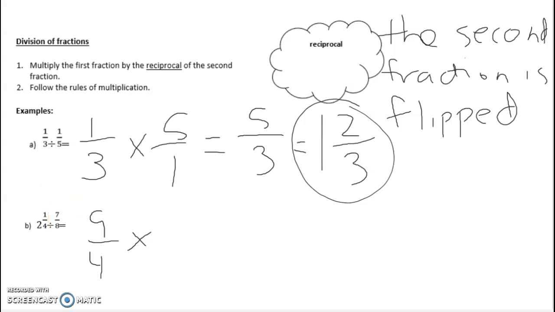7/8. What'd you say it was? I'm pretty sure I can hear you through the computer. 8/7. Good job, guys. Okay, and 9 times 8 is 72. And then down here, 4 times 7 is 28. Okay, and then it's an improper fraction, we can change it to a mixed fraction.